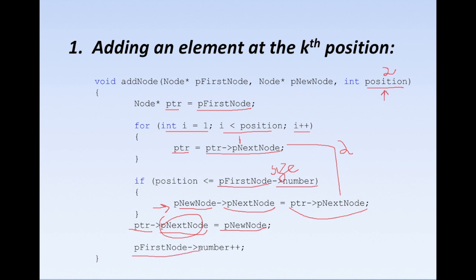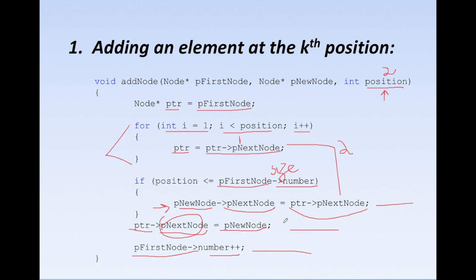P first node dot number plus plus, which means incremented by 1. So now the size is incremented by 1. So this is exactly the 3 steps that we talked about. Okay, but before we applied those 3 steps, what we did first was something else.